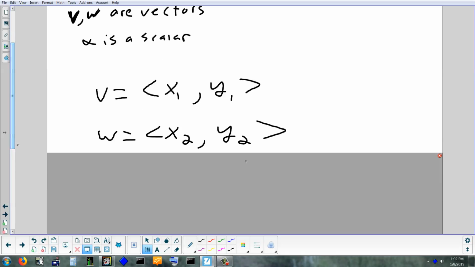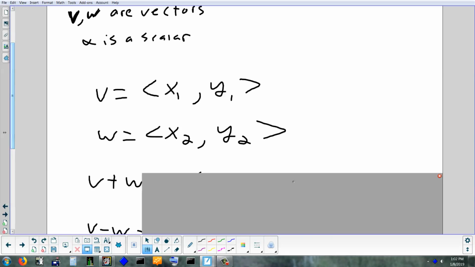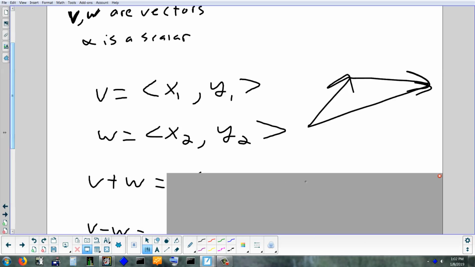Okay, let's look at how we would add these vectors up. So if we wanted to add them the old way, you would take V, draw it, take W, draw it on the end of V, and then you'd connect the diagonal. That's how you add them visually.